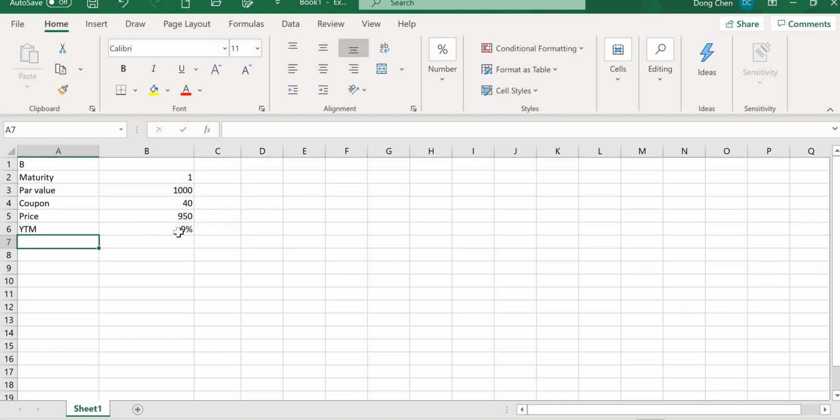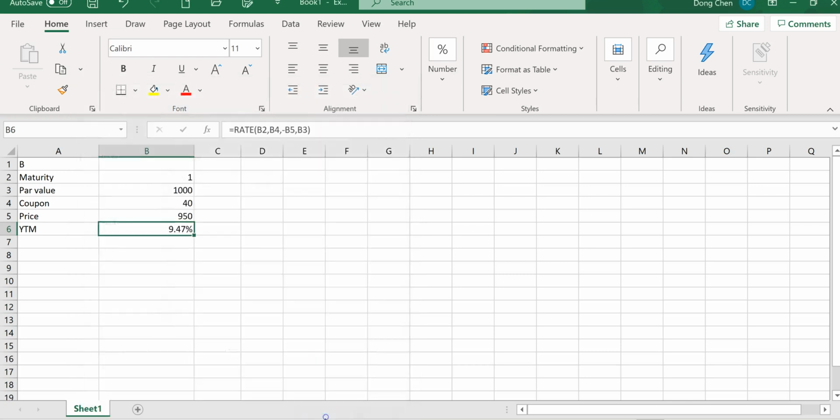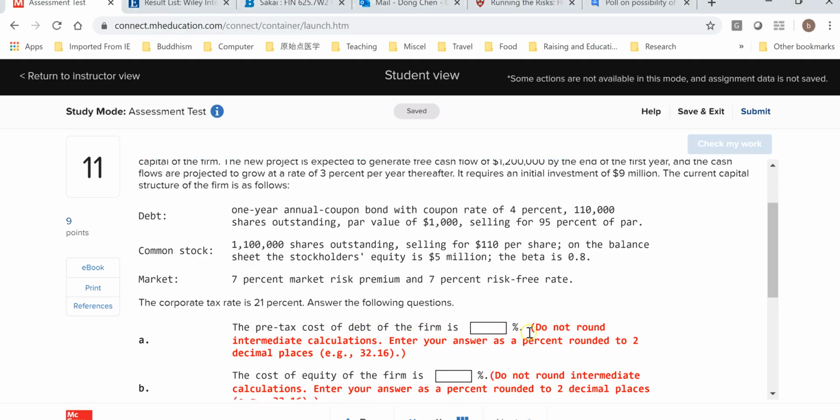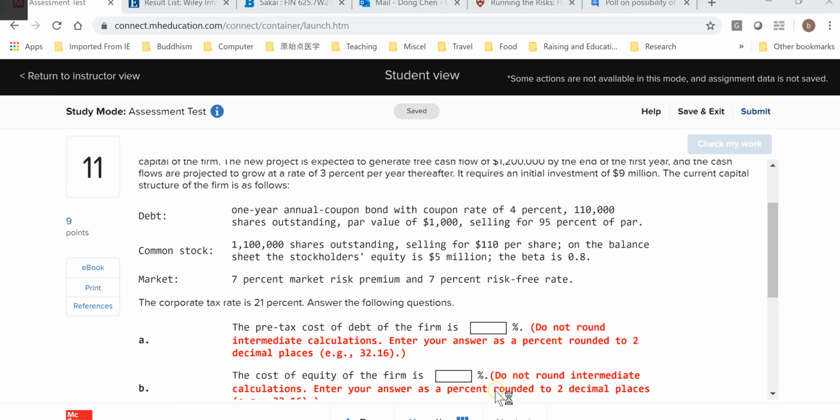And we need to be careful about this rounding requirement because you can see the default. If I click on the format, the percentage here, I only kept zero decimal places. That's why it shows as 9%. But if we go back to the question, we can see that the question asks us not to round intermediate calculations. Enter your answer as a percent rounded to 2 decimal places. So we need to keep 2 decimal places and use a percent. So this is the final answer, 9.47.